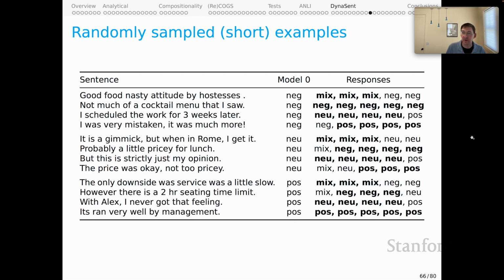And here, just to round out the discussion of round 1, are some randomly sampled short examples showing you every combination of model prediction and distribution across the labels focused on the majority label in this case. And you see a lot of interesting nuanced linguistic things, and I think a lot of use of non-literal language.